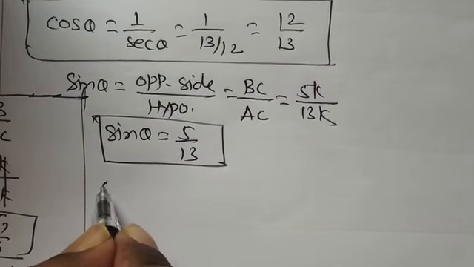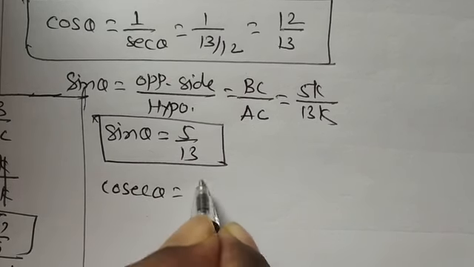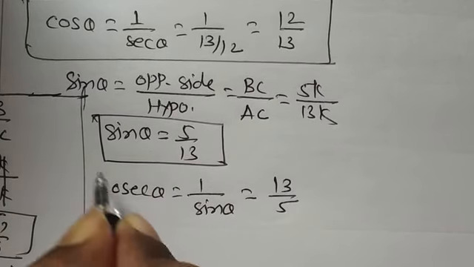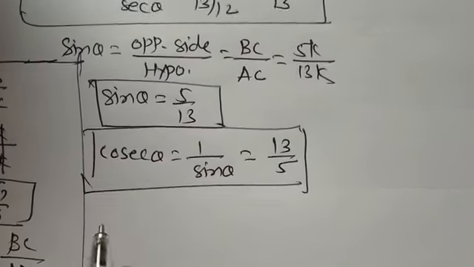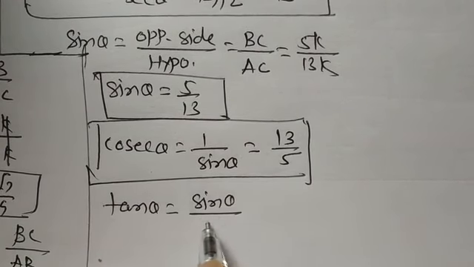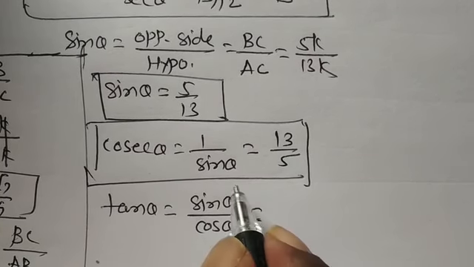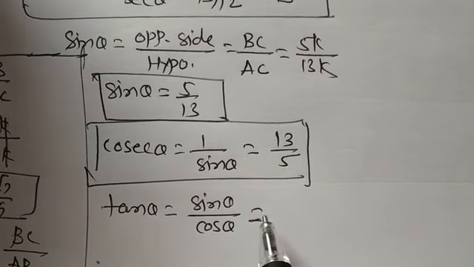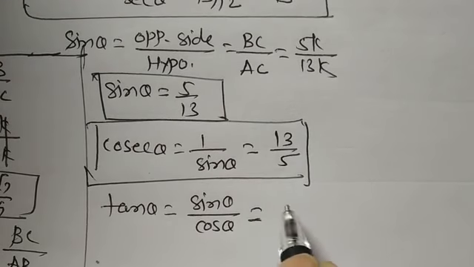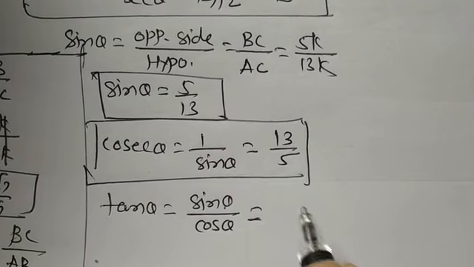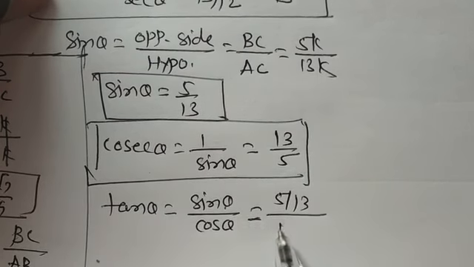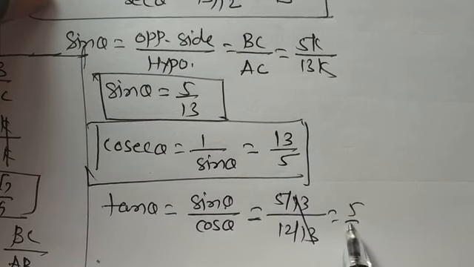Using this sin you can find cosec theta. Cosec theta is 1 by sin theta, that is the formula, so 13 by 5. Now tan theta remaining. Tan theta is sin theta upon cos theta, this is the formula, or opposite side upon adjacent side. We will take sin theta by cos theta first. Sin theta is 5 by 13 upon cos theta, which is 12 by 13. 13 gets cancelled, so 5 by 12.